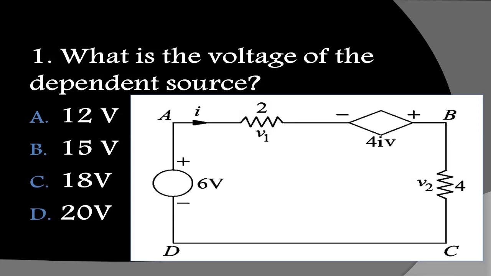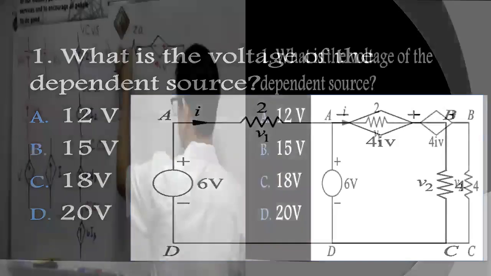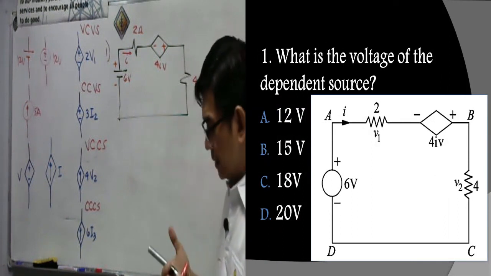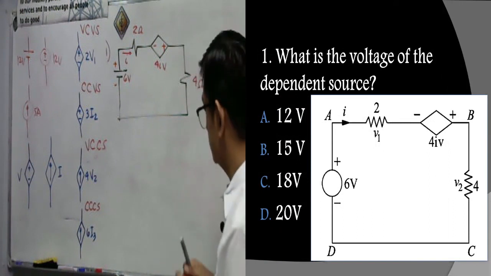There, we have here negative, positive. This is a 6 volts source. Then we have a 2 ohm resistor, then the negative and positive. We have 4i. The 4i means that is a current dependent voltage source. The V here is just a unit of voltage, simply volts. We have here our 4. So, where is our I? We can solve this. You're just solving for voltage.